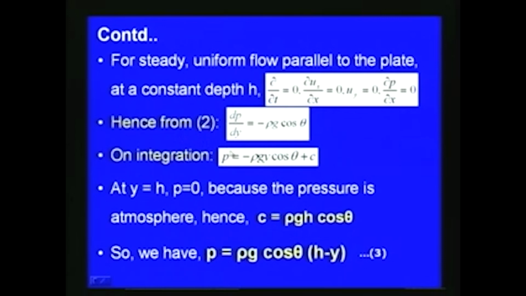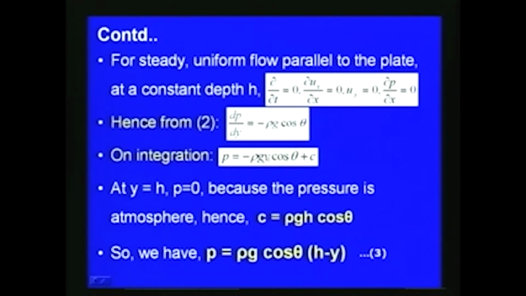So, from equation number 2 we can write dp by dy is equal to minus rho g cos theta. This equation number 2 we can integrate such that we get p is equal to minus rho g y cos theta plus c, where c is the constant of integration. So, we get an expression for the pressure in terms of the depth y, where rho is the density of the fluid.